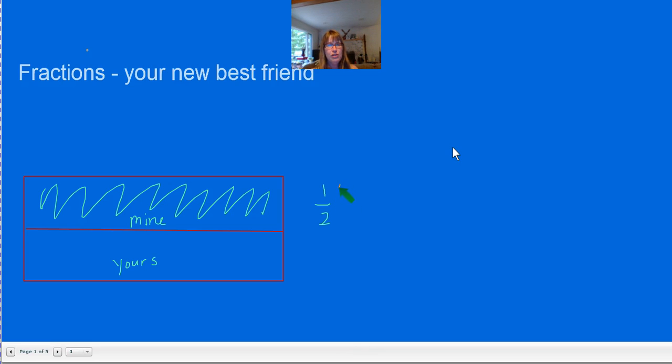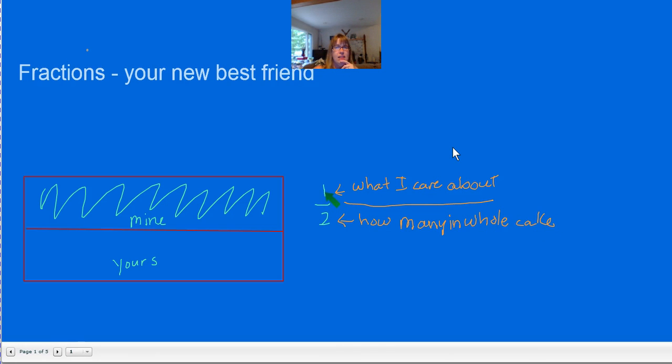So the top number is what I care about. I'm a very selfish person, and I only care about the pieces that I'm going to get to eat. I really don't care how much you're going to get to eat. However, the bottom number is how many are in a whole, in a whole cake. And that's where we get the 1/2. How many I care about and how many are in there.